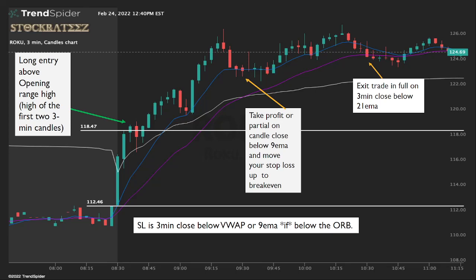But what if we want to ride the trend a little bit longer? See this purple line? We can add a 21 EMA. And that is a little bit slower momentum. So we took half off when a 3 minute candle closed below the 9 EMA. So when it closes below the 21 EMA, we can probably get out and take our profits.